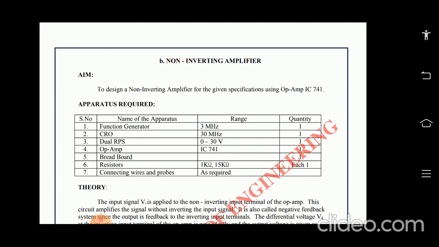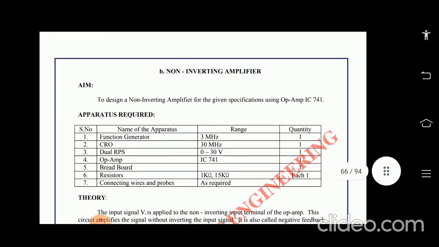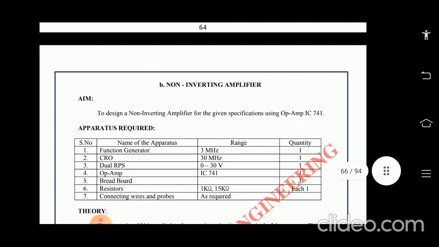The function generator will give you the input signal, and the CRO is used to get the output of our experiment. Then the op-amp, that is IC741, and a breadboard. On the breadboard only we are connecting all the components with the help of connecting wires and probes, and here we are using resistors of 1 kilo ohm and 15 kilo ohm.